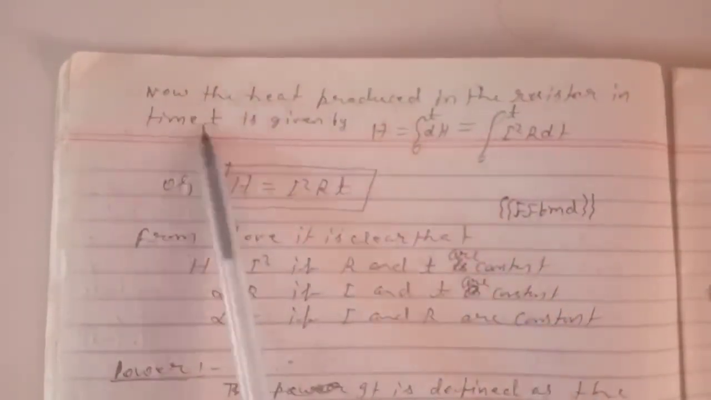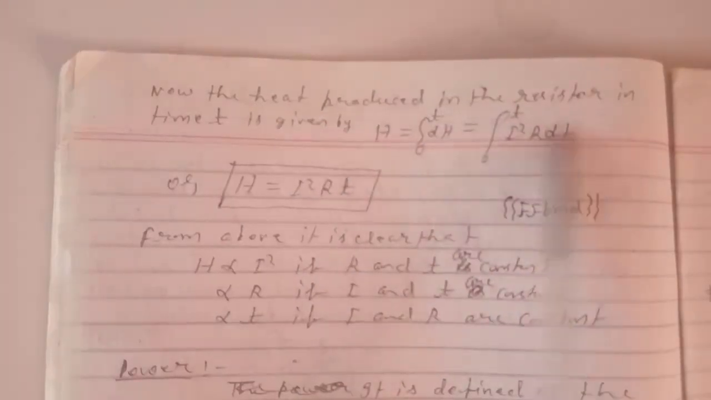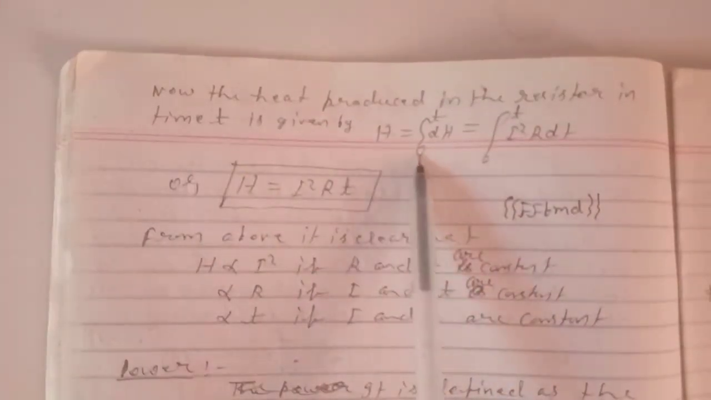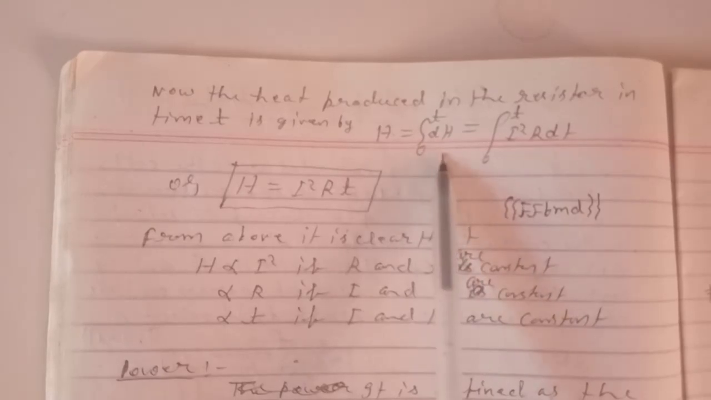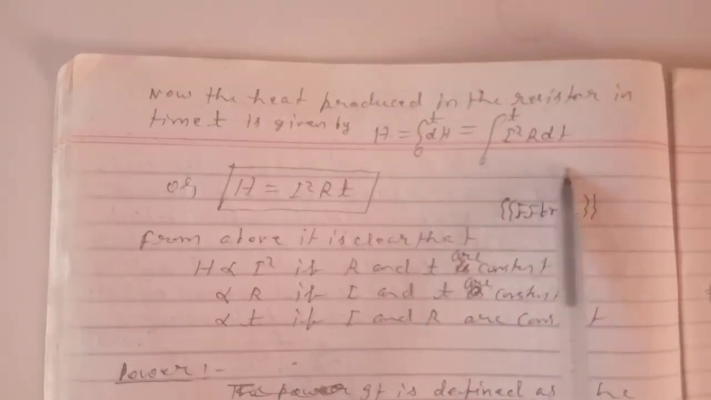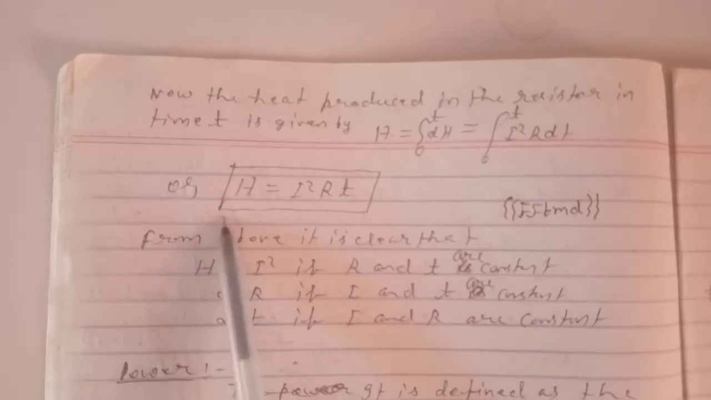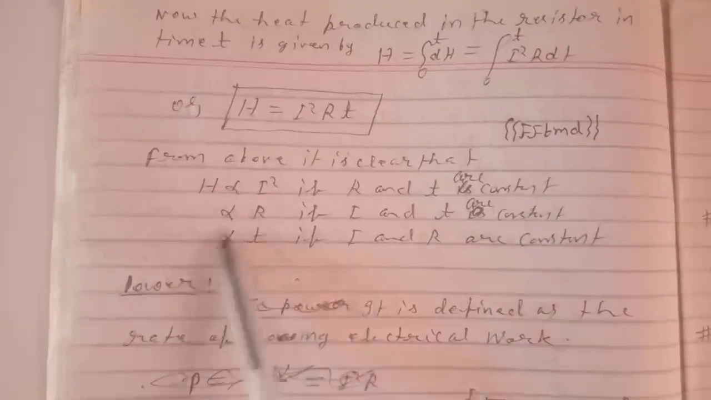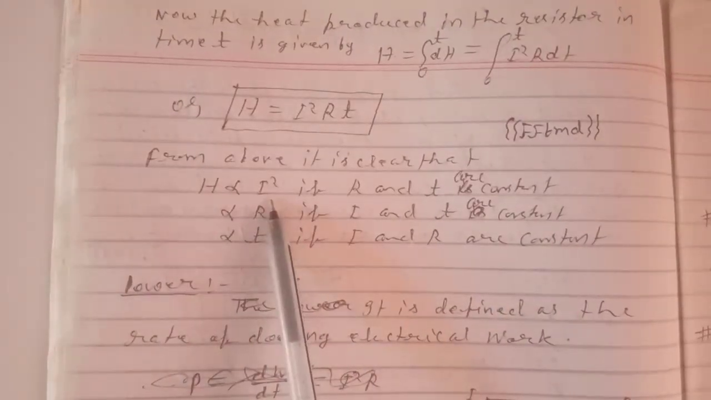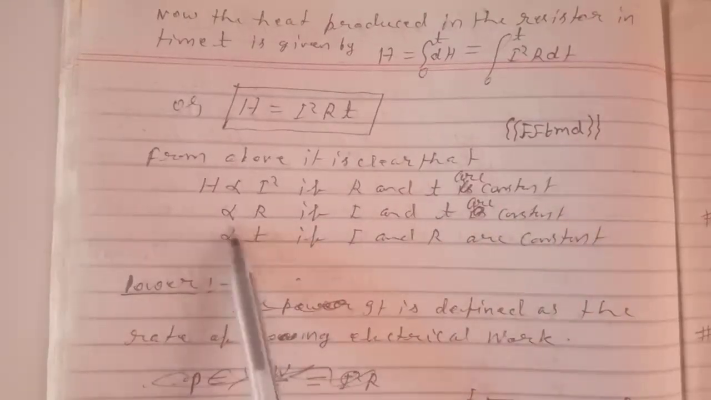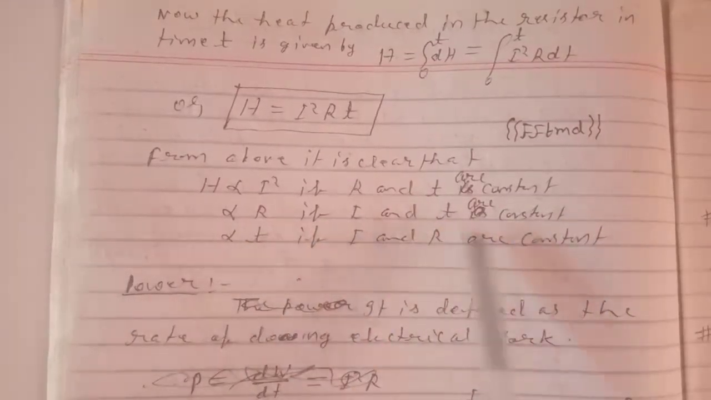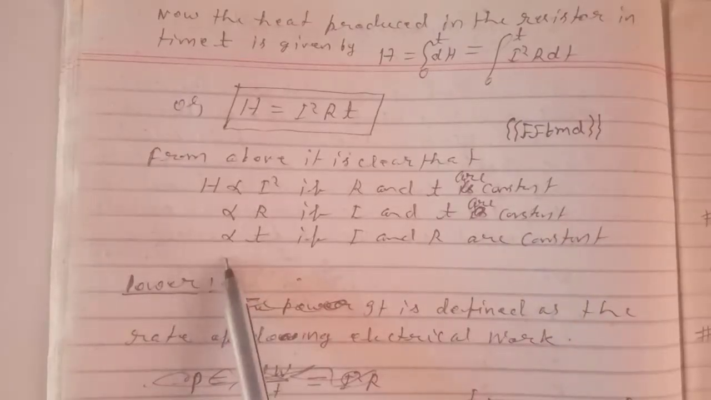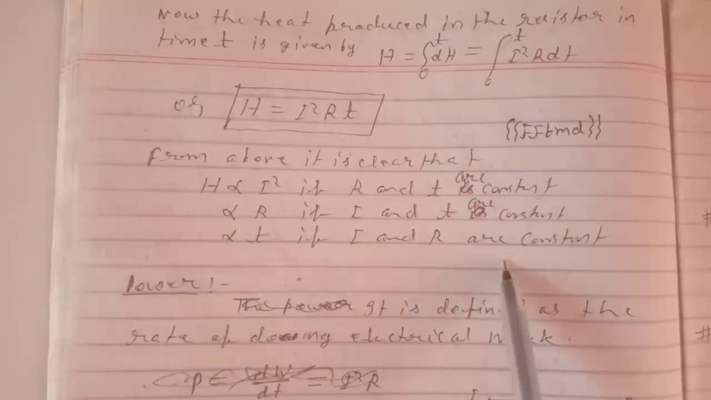Now the heat produced in the system in time t is given by H equals integration 0 to t of dH, or 0 to t of I square R dt, or H equals I square R t. From above it is clear that H is directly proportional to I square if R and t are constant, H is directly proportional to R if I and t are constant, and H is proportional to t if I and R are constant.